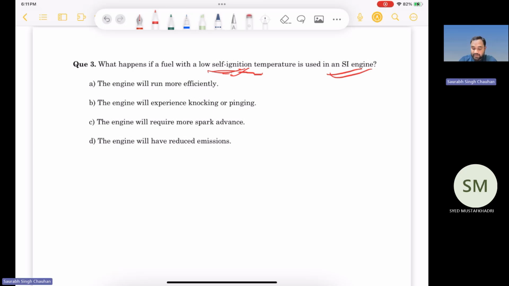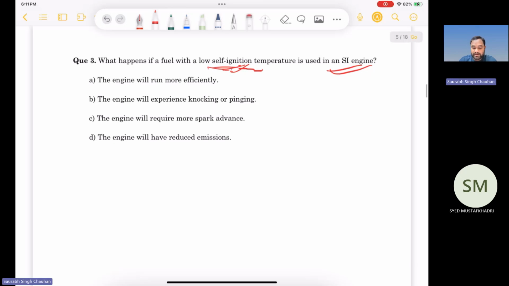Option A, engine will run more efficiently. Option B, the engine will experience knocking. Option C, engine will require more spark advance. Or option D, engine will have reduced emissions. Again, you can easily answer this question. And I hope that you must have marked option B as the correct option. The engine will experience more knocking or pinging, right? Knocking, we have already discussed.